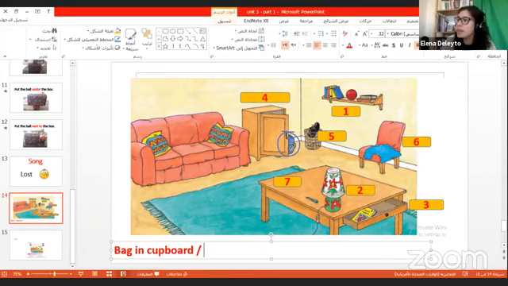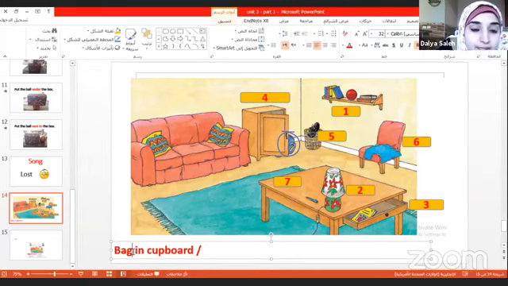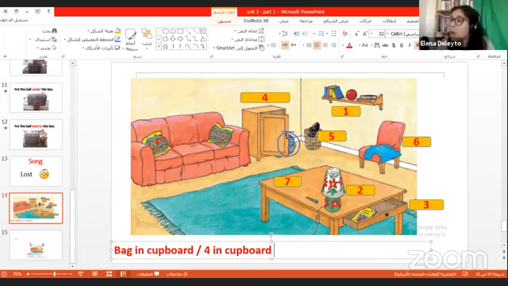And I can see, no, not yet. I don't think we're getting any. Instead of bag, they can write number four, or four in cupboard. Okay, we're already getting quite a few answers about the shoe, saying the shoe is in the bin. Shoe in bin. Some of them saying shoe in basket. This bin is quite a bit like a basket, so that sounds good.